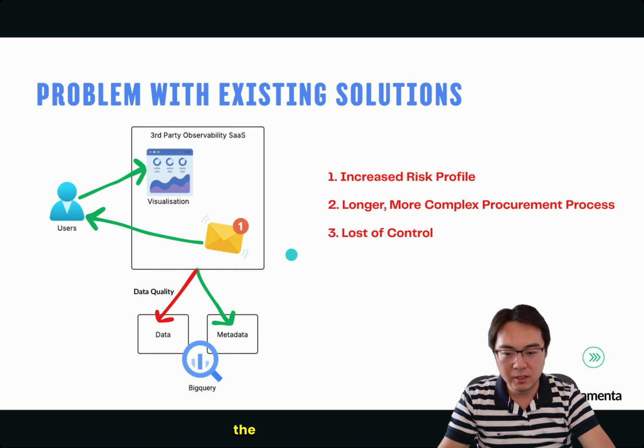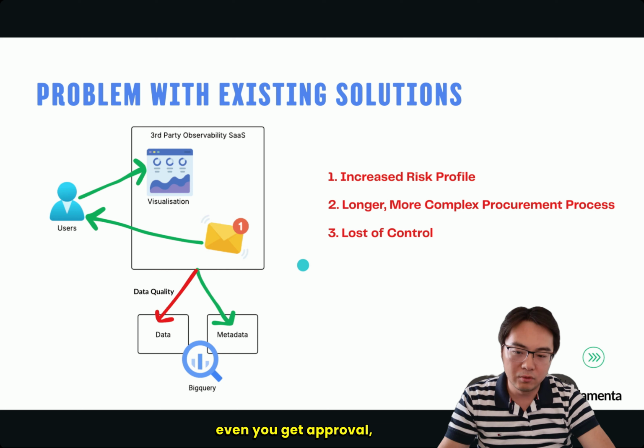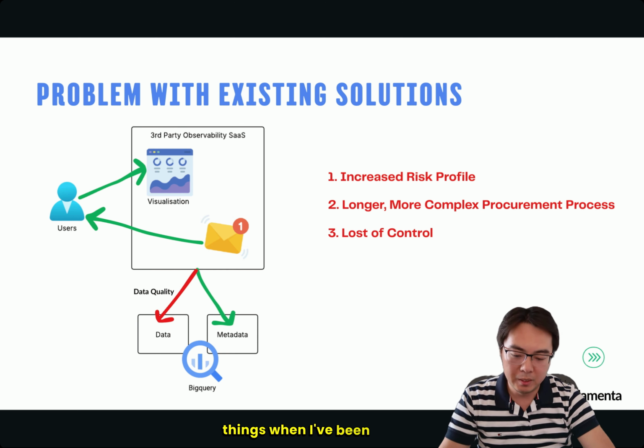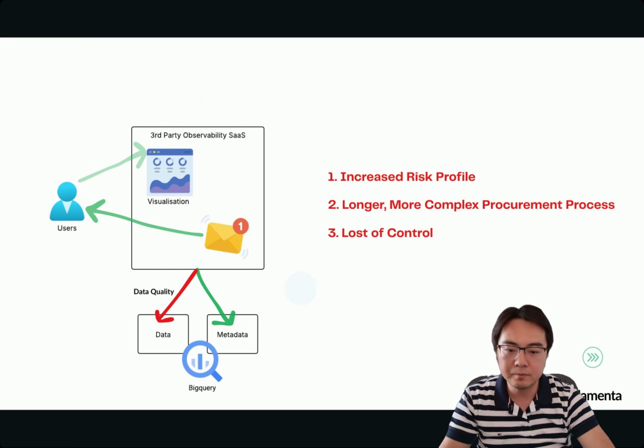The last, definitely not the least, is that as soon as you get approval and open this up, you lose access to your data. You don't really know what these tools are doing. Sure, there are audit logs, but it is not actually in your control anymore, right? So these are the three main things. When I've been talking to businesses, they feel quite uncomfortable when using third parties to just do a data quality check. Why do you have to give access to all of your data in order to do that, right? So that's kind of the key things I have experienced.